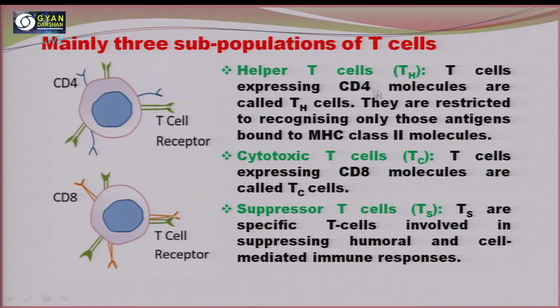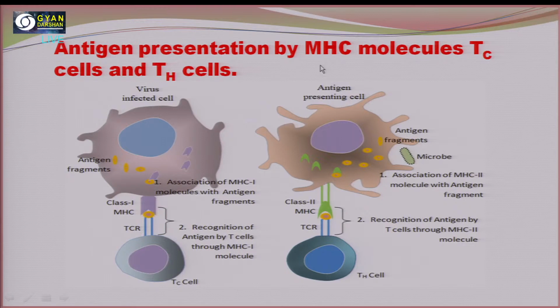The T cell that expresses the CD4 molecule is called a T helper cell. They are restricted and recognize only those antigens presented with an MHC class two molecule. So ultimately the CD4 and CD8 molecules recognize antigens through self and non-self mechanisms. Antigen is presented by MHC molecules to T cytotoxic and T helper cells. You can see here the virus infected cell, with antigen fragments available in the cell. Here is the TCR, and the cell has class one MHC molecules.